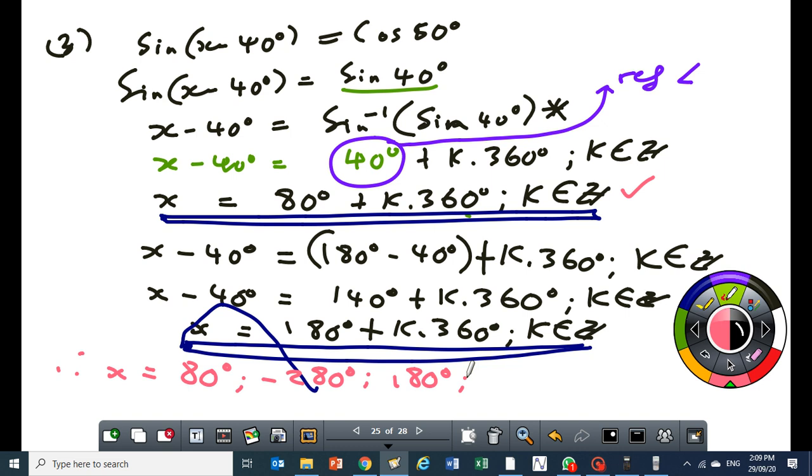If I put k equal to 1, I'll get 540. I don't need 540. If I put k equal to minus 1, I'll get minus 180, because 180 minus 360 gives me minus 180. If I move on to k equal to 2, I'll get values that are beyond 360. K equal to minus 1, values that are below minus 360. So overall I'm supposed to have 4 solutions that can satisfy that trig equation based on the required interval. So you have 4 solutions.